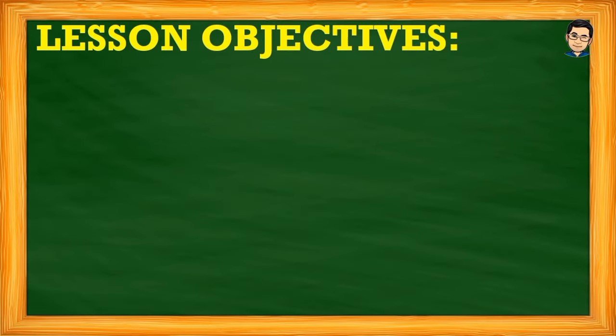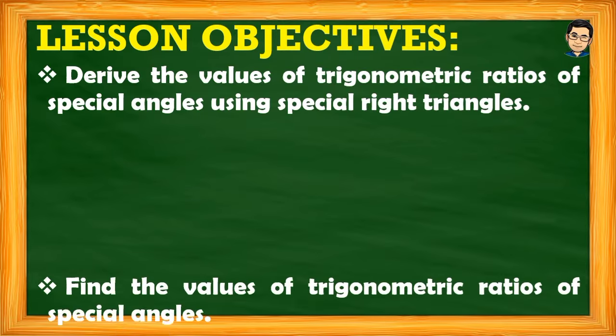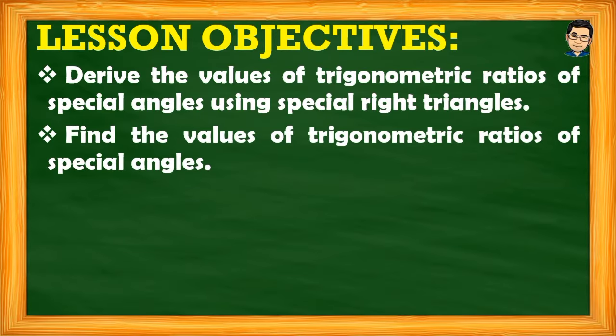So, for our lesson objective, first, we will derive the values of trigonometric ratios of special angles using special right triangles. So, bago ko i-discuss sa inyo kung ano yung mga values ng trigonometric ratios of special angles, mahalaga na malaman nyo kung paano sila i-derive. And then, that is the time that we will find the values of trigonometric ratios of special angles. So, una muna yung derivation.